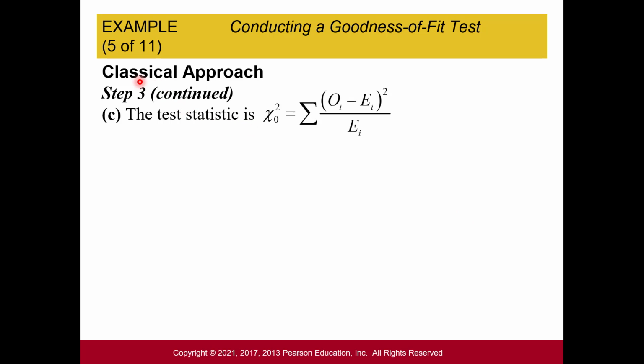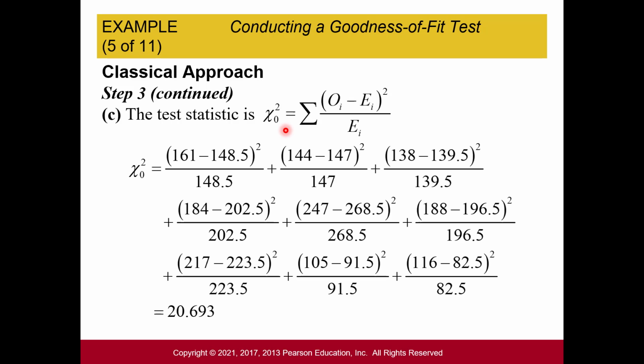Now we move on. We're doing the classical approach first, to compute our test statistic, chi-naught squared. We're going to plug into our formula. This is by hand; a lot of times you can use technology so you don't have to do this by hand. But notice what we have: each of our observed counts minus our expected counts, we square that value and divide by the expected count. Because we had 9 income categories in our table, or you can think of it like 9 trials, we had to do this 9 times. We add all that up and we get 20.693.